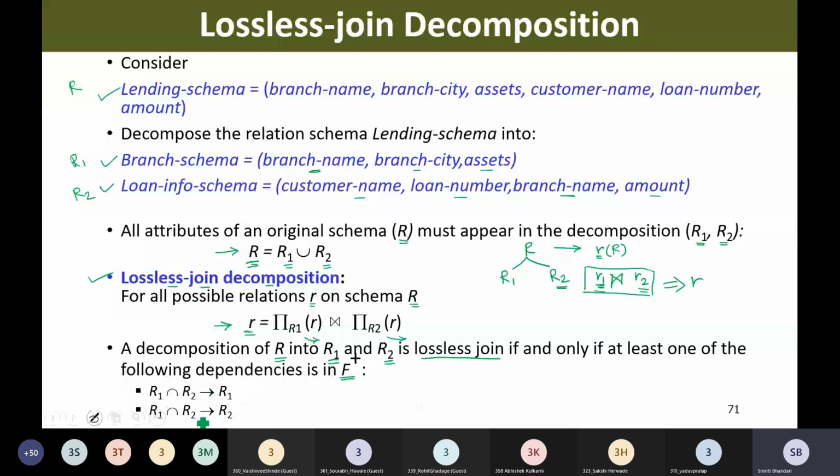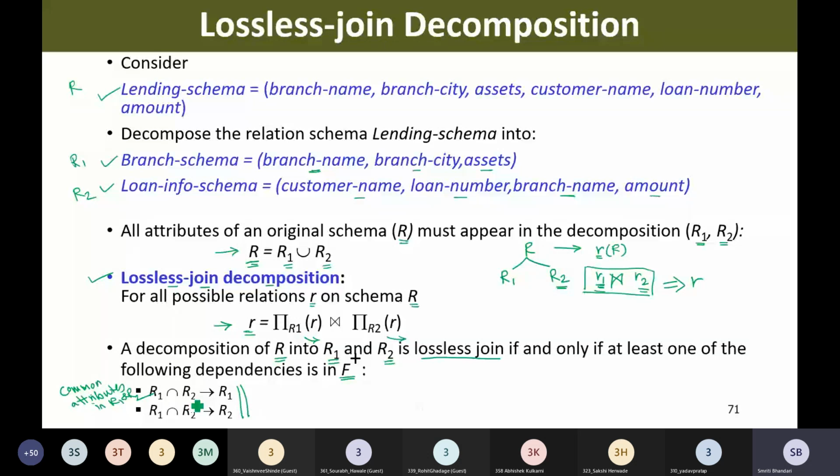What does this mean? R1 intersection R2 is actually providing me the common attributes in R1 and R2. Do you agree with me? What is R1 intersection R2? R1 intersection R2 should provide me the common attributes in these relations R1 and R2.